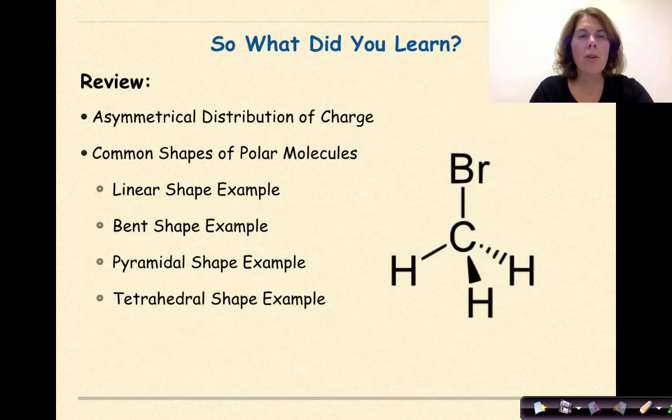So what did you learn? We talked about asymmetrical distribution of charge in a molecule, common shapes of polar molecules, including linear, bent, pyramidal, and tetrahedral examples.